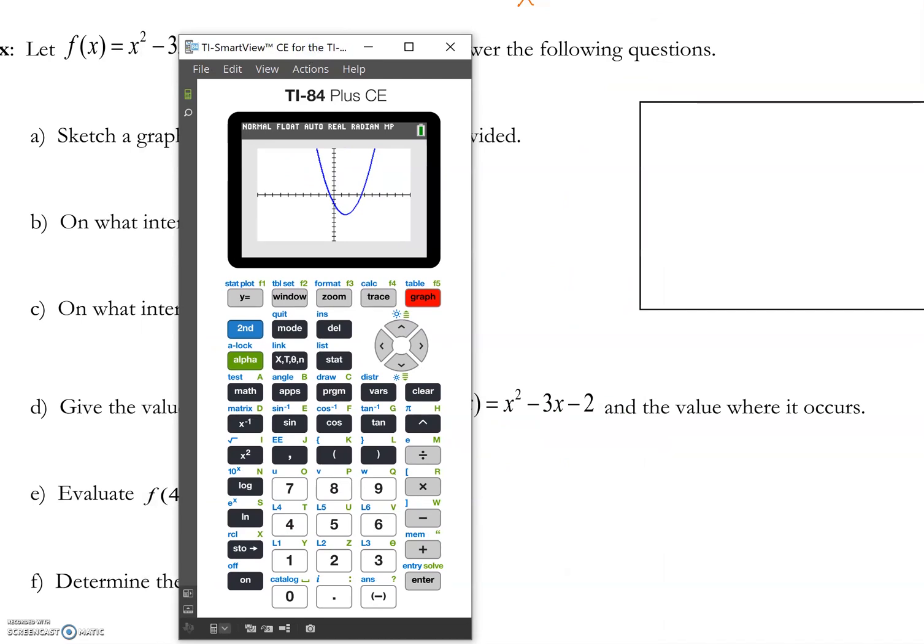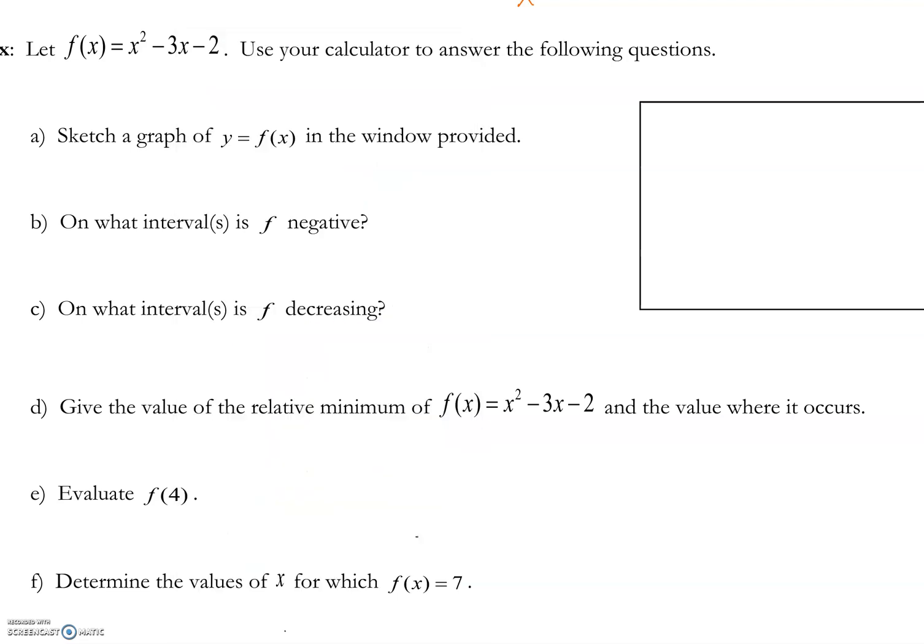Now I want to take what's on my calculator screen and draw it on my notes. So I'm going to draw my x and y axis. It doesn't have to be the prettiest thing in the world, but it should be a pretty good representation of what you see on your screen. I'm going to try that over because it actually wasn't very pretty. There we go. All right, so now I've sketched the graph of f of x in the window provided.